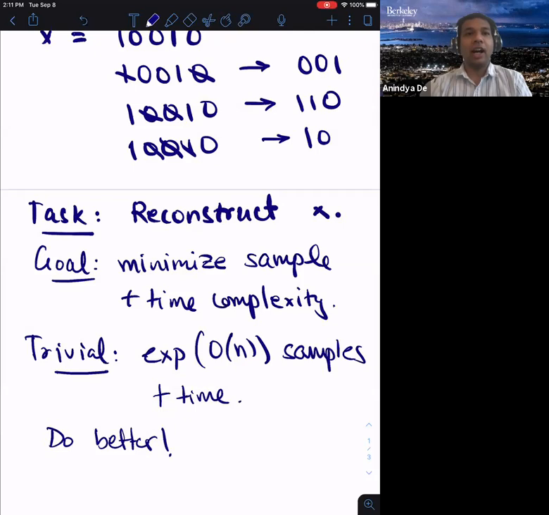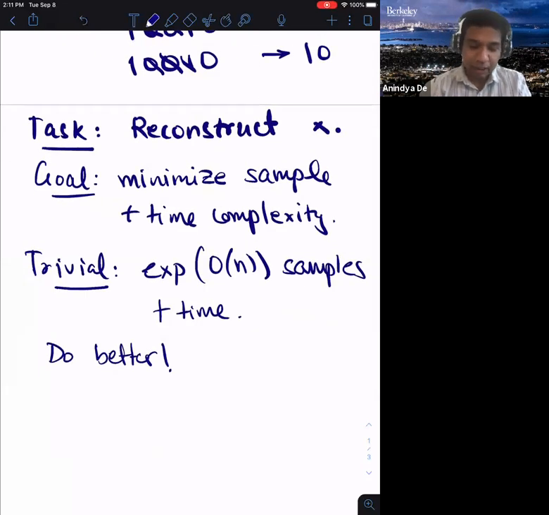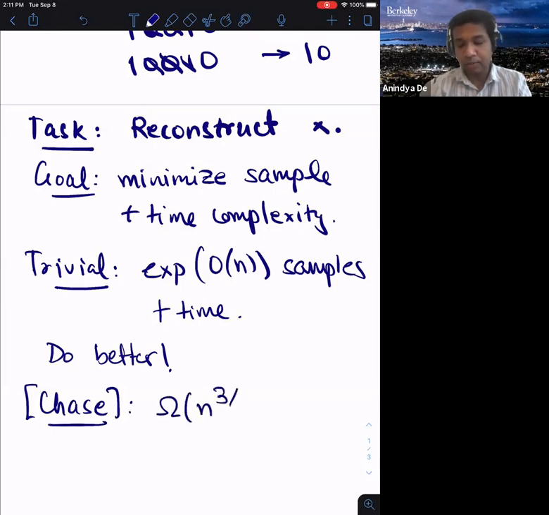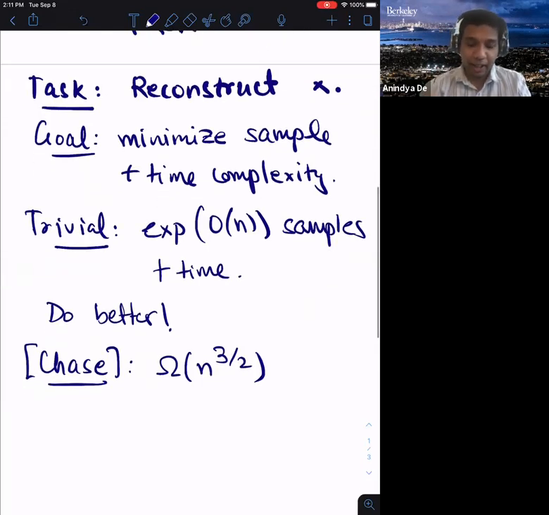And to just say how much we do not know what the right answer is, let me tell you the state of the art. The best known lower bound is a paper by Zachary Chase from earlier this year, which shows that at least n to the 3/2 samples are required. This is the lower bound on how many samples are definitely required.